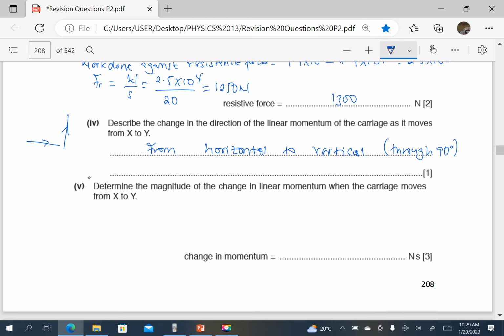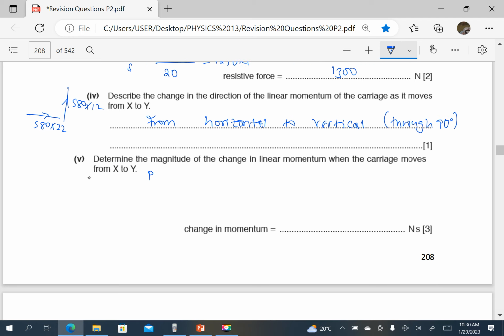Determine the magnitude of the change in linear momentum when the carriage moves from X to Y. Change in linear momentum. There was a momentum in the horizontal, which was 580 times 22. There is now a momentum in the vertical, which is 580 times 12, because momentum changes from horizontal to vertical. Momentum is a vector quantity, so we find the resultant using Pythagoras' theorem. Momentum P is mass times velocity.